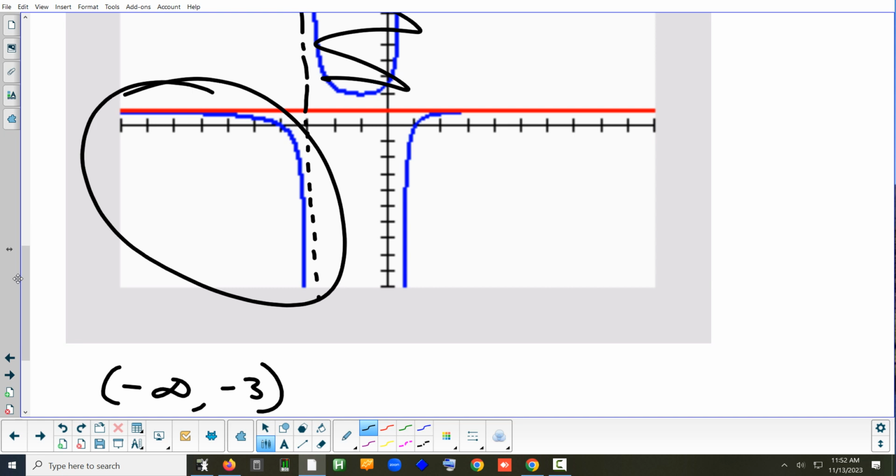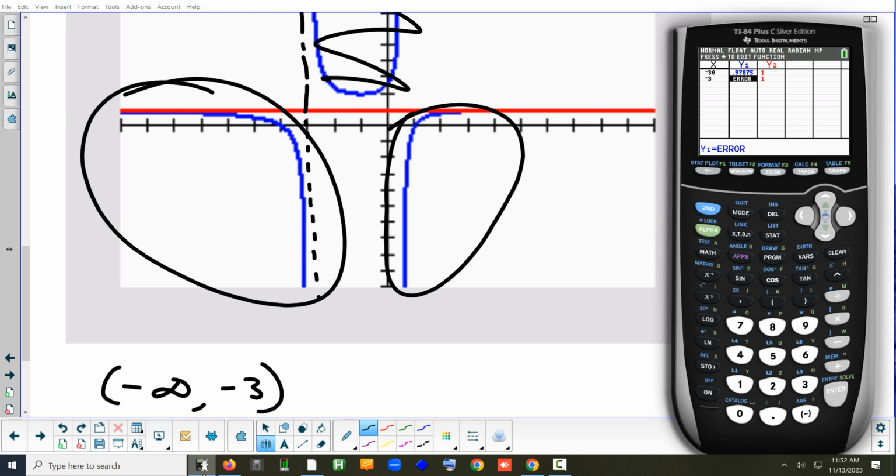Is there another part that looks like it's under the red line? Yeah, I would say this part right in here. My question is, does it cross the red line somewhere? It looks like it does. So what I'm going to do is go back to my graph. I'm going to hit intersect. Move my cursor over near where I think it might cross. And it does. It crosses it at 5.